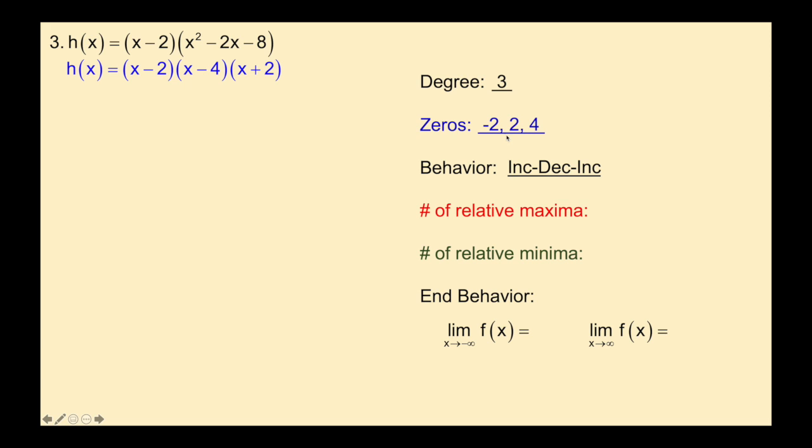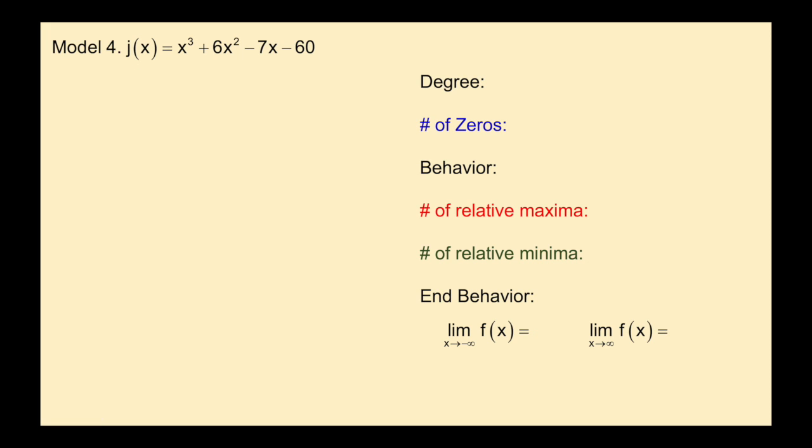So increasing, decreasing, increasing. For the number of relative maximums, if this is increasing, then decreasing, that's 1 maximum. Then if it decreases, then increases, that's going to give me 1 minimum. So I actually get 1 of each here. And again, these 2 should combine to give me 1 less than the total amount that I have for the degree. As far as our end behavior, because it's a positive lead, we know that this side is going to be positive. And then on this side, it's going to be the opposite of that because it's an odd degree.